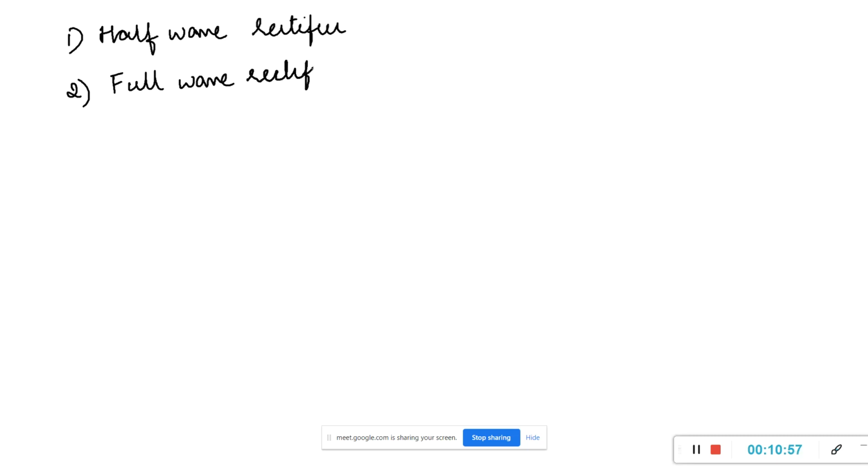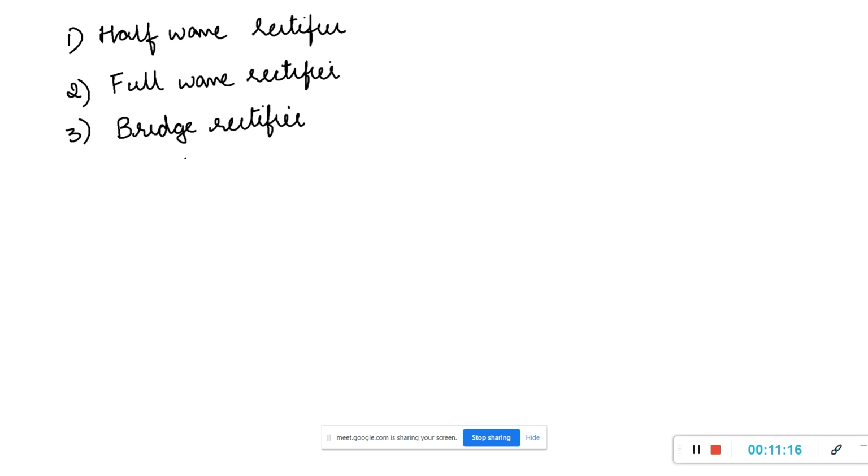We have various types of rectifier circuits. First one is the half wave rectifier. Second one is the full wave rectifier. And the third one is the bridge rectifier. So these are the various types of rectifier circuits that can be designed by us.